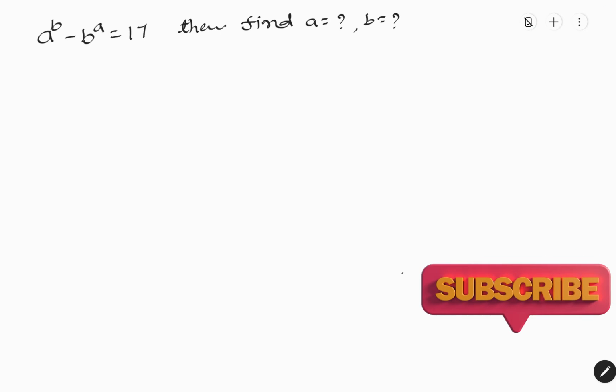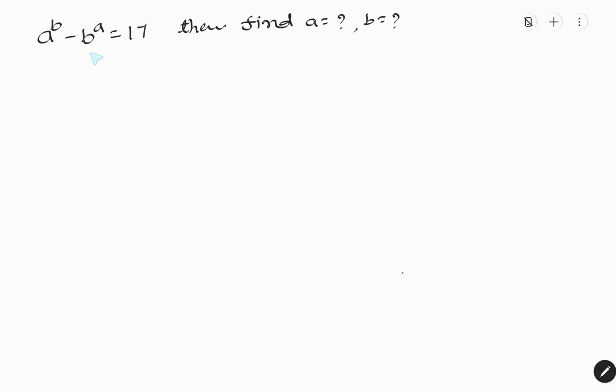I am Lakshmikant. Today we are going to discuss this problem. Here a power b minus b power a is equal to 17. Then find the a value and b value.